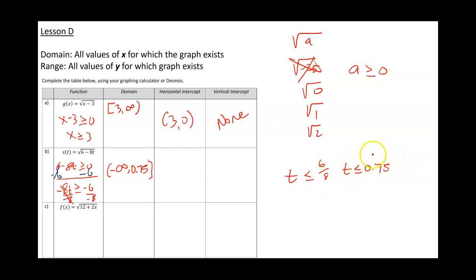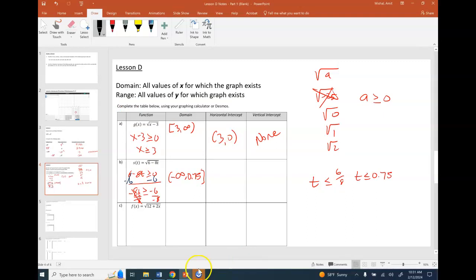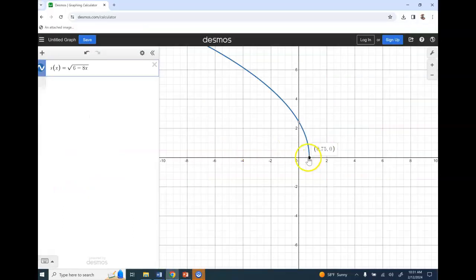So you want all the numbers that are less than or equal to 0.75, which means you're going to start at negative infinity and end at 0.75. Okay, last one. Oh, and the horizontal intercept and vertical intercept, we can get those from the graph. So the horizontal intercept is this one, 0.75 comma 0, and the vertical intercept is this one, 0 comma 2.449.